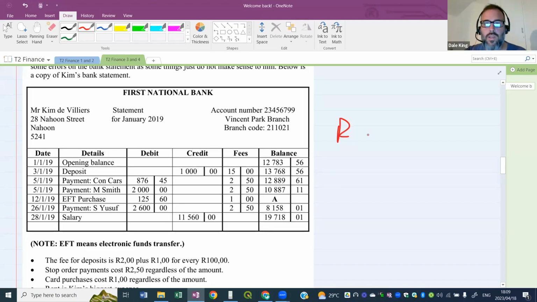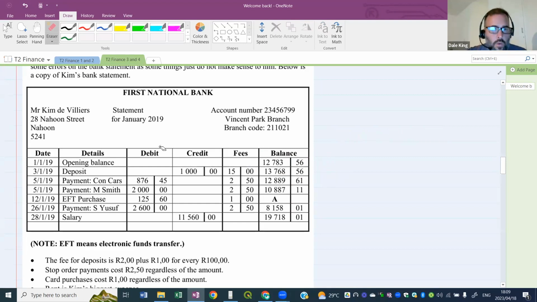So let's just interpret that and make sure we understand what's going on. It's 12,783 rand and 56 cents. Make sure you understand that the line there separates the rands and the cents. So that first number is 12,783 and then 56 cents. That's the first thing we need to understand.